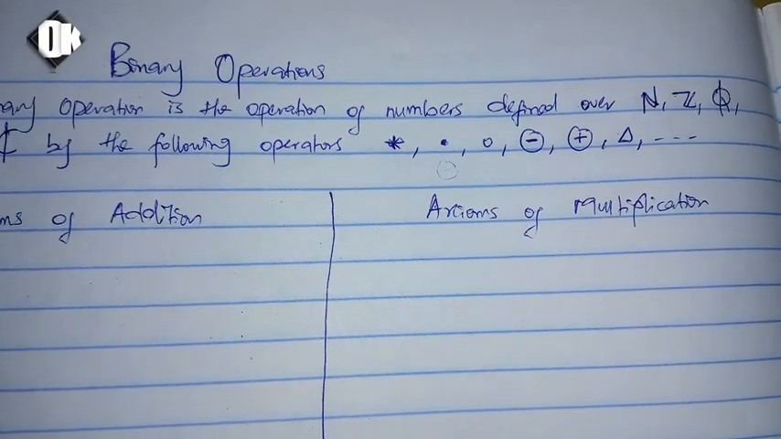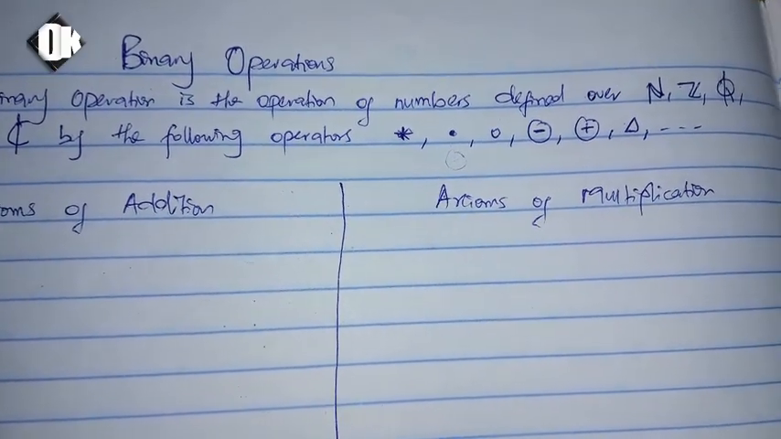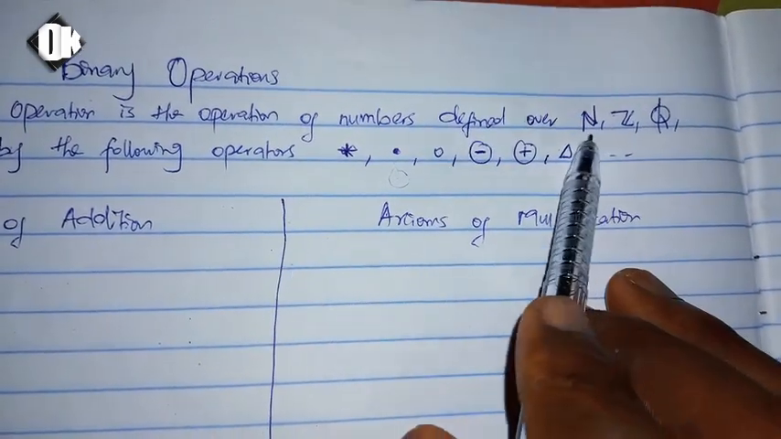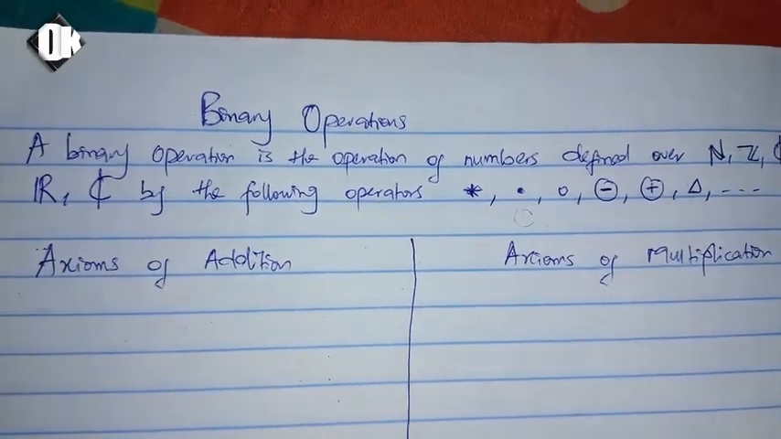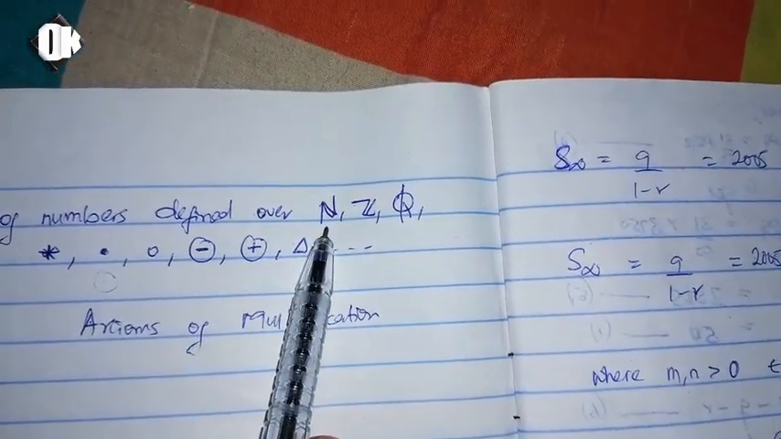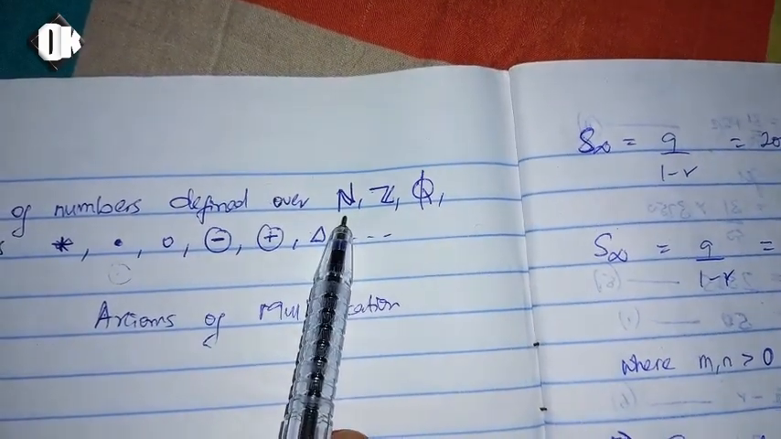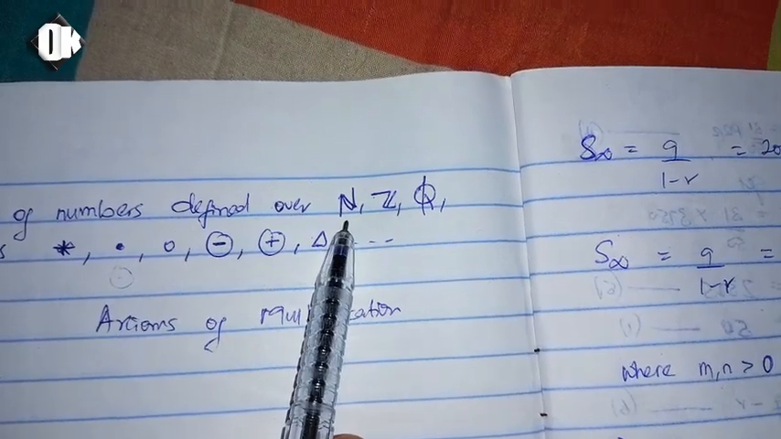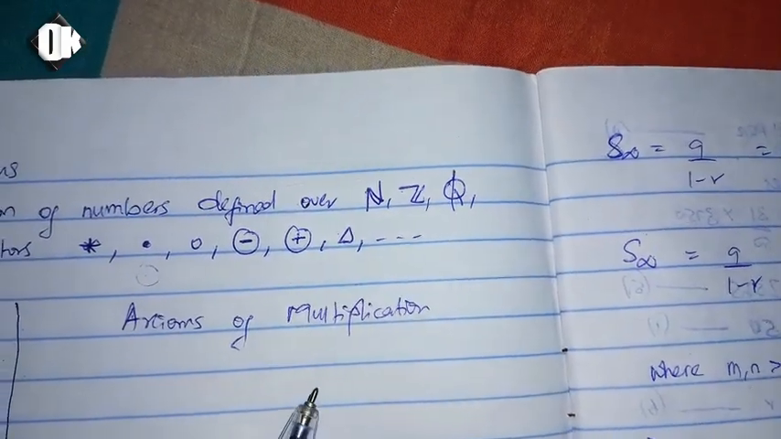Okay, so before we go straight to the axioms of addition and multiplication, let's quickly revise what natural, integer, rational, real, and complex numbers are. As in one of my videos, natural numbers are those numbers that are counting, also called counting numbers, apart from zero. So we have 1, 2, 3, 4, 5, 6, 7, 8, 9, 10, down to positive infinity.